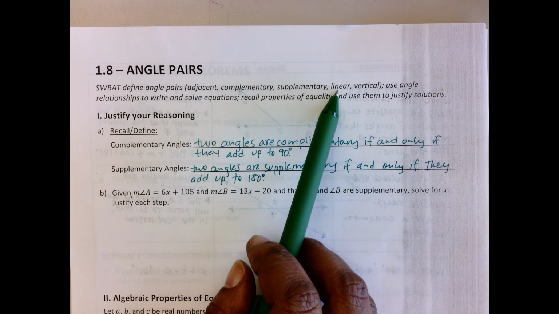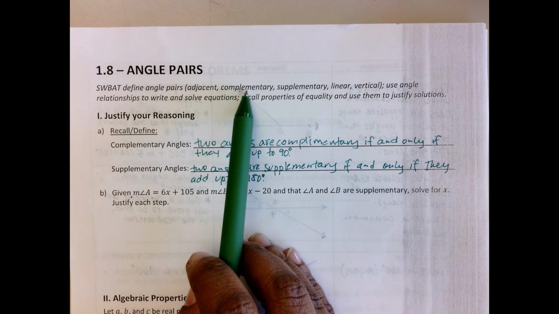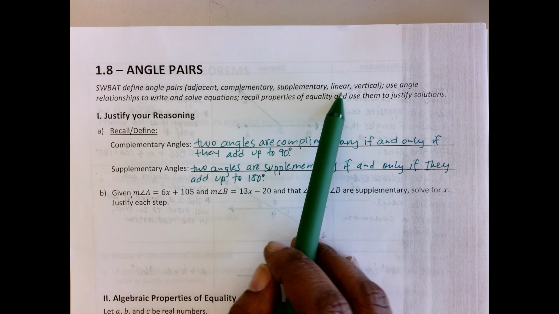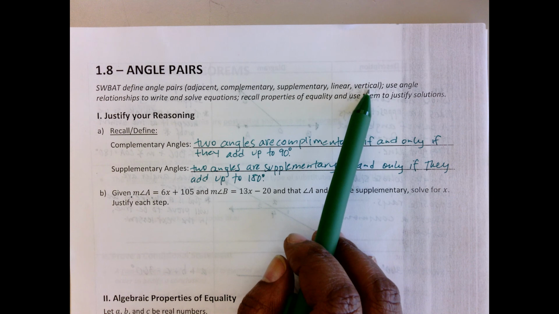Linear angles are also called linear pairs. Specifically, when we refer to a pair, we mean exactly two angles. So each one of these, adjacent, complementary, supplementary, linear, and vertical, refers to a set of two. With vertical, it is a set of two, but we'll talk more about that soon.